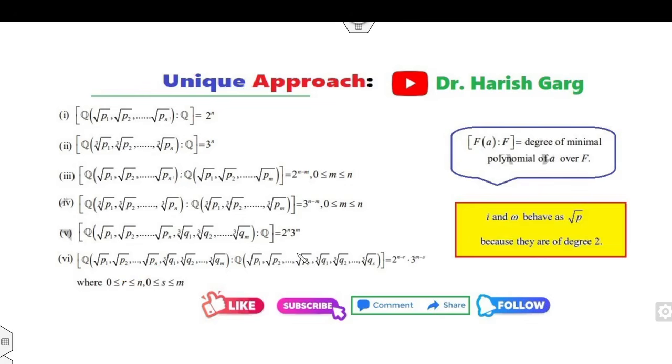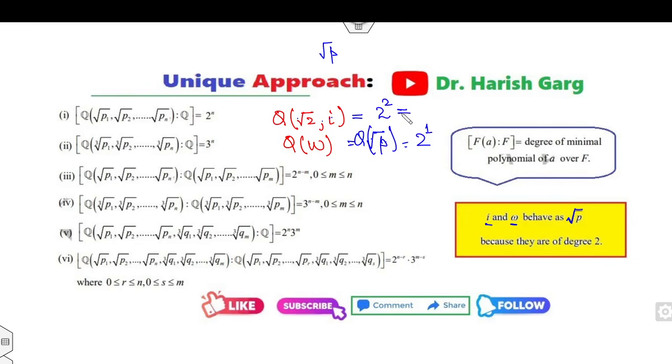For example, whenever somebody writes it this way, root 2 comma iota, or if somebody simply writes omega, then always treat iota and omega as a square root of p. It is basically a cube root of p. So can you find the degree of this? Because it's only one prime number, it's 2 raised to power 1. Can you find this? This iota can be written as a root of a prime number. So it will be 2. How many numbers are there? 2. So it's 2 raised to power 2. 4 is the degree of the polynomial.